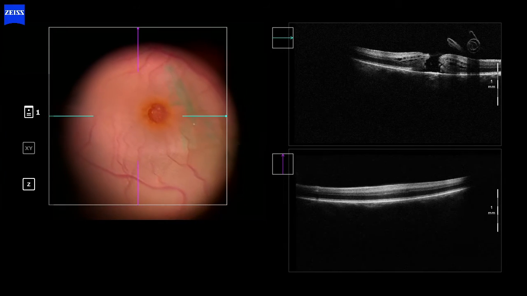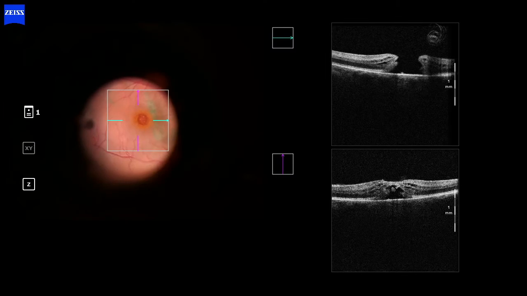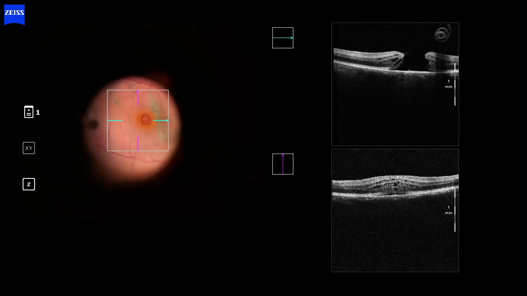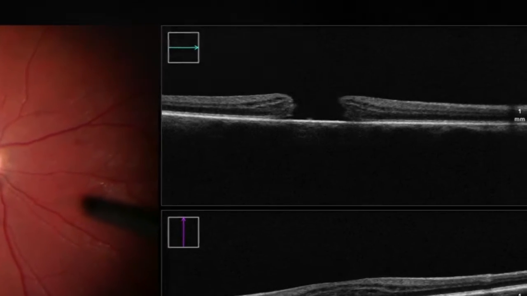Once the ILM flap is completed, we can document that the flap has been freed from both temporal and nasal edges of the hole, and as a result of this, we can see a lifting of the hole edges, especially compared with the previous OCT images.